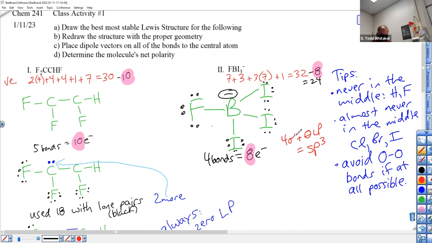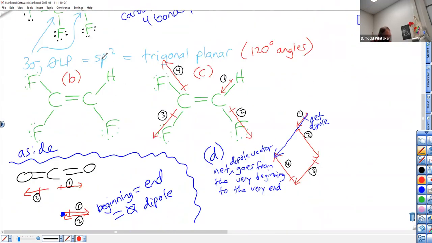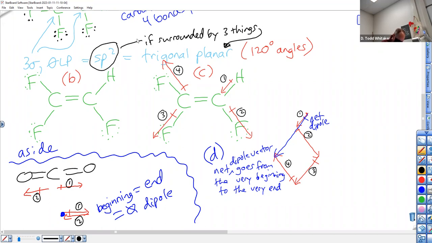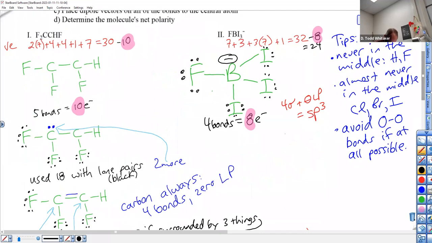Hey, we did sp2 earlier, right? What are we supposed to know about sp2? It's trigonal planar if surrounded by 3 things, which it is. sp2, if surrounded by 3 things, is always trigonal planar. sp3, if surrounded by 4 things. This thing's surrounded by 4 things, right? Boron has 4 things around it. Remember the name? It's kind of got four in the name. Tetrahedral. It has nothing to do with four things, that's a four-sided figure with four triangles.